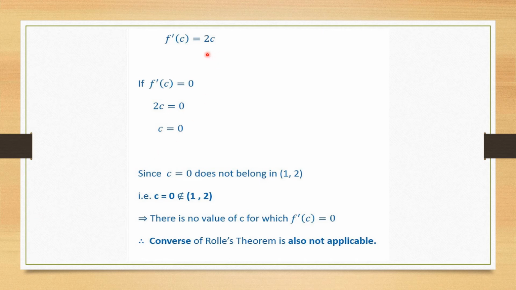Now, to check the applicability of the converse of Rolle's theorem: if Rolle's theorem is not applicable, we could not go for even the converse. But here, we can check whether the converse of Rolle's theorem is applicable or not. So, f dash c is 2c. F dash c is 0, that means c is 0. But the 0 value does not belong to your original interval, 1 and 2. So, there is no value of c for which f dash c is 0. Hence, the converse of Rolle's theorem is also not applicable.